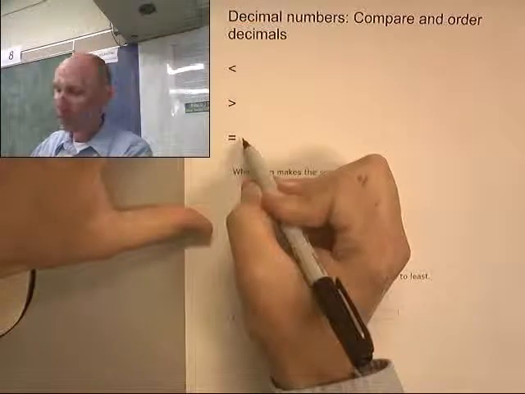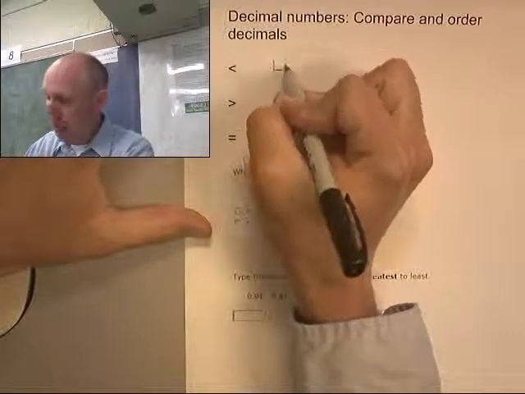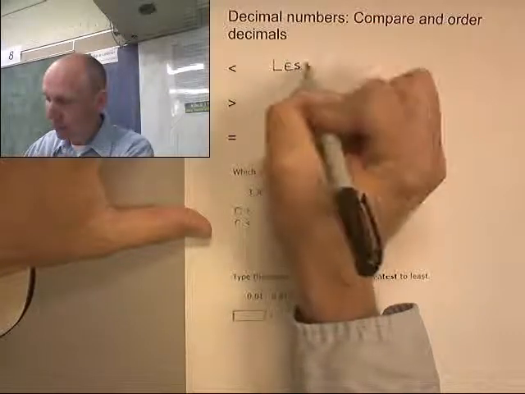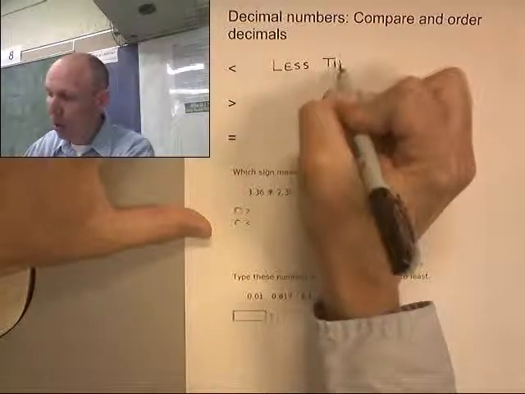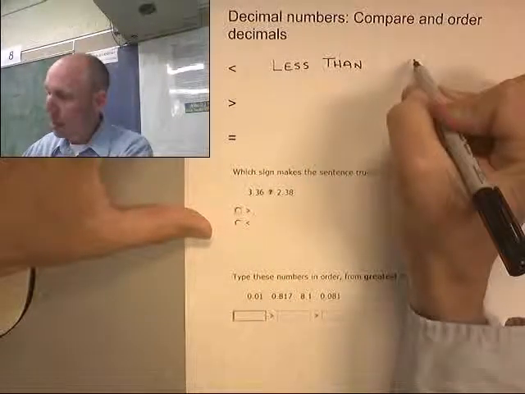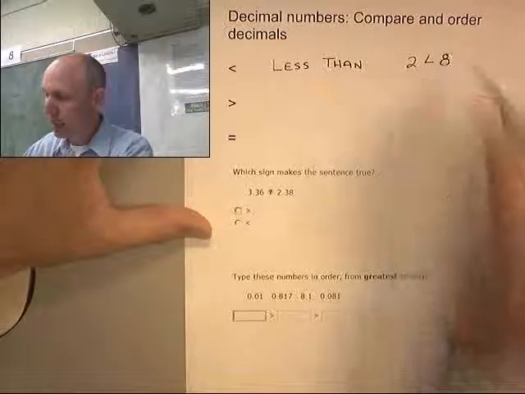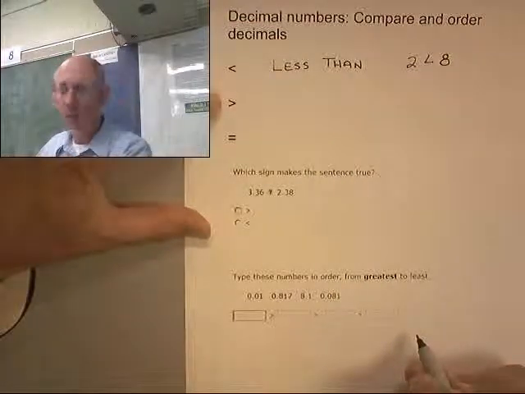Let's do a quick review of the inequality symbols. This inequality symbol is a less than. It is always a less than. And we would write something maybe 2 is less than 8.